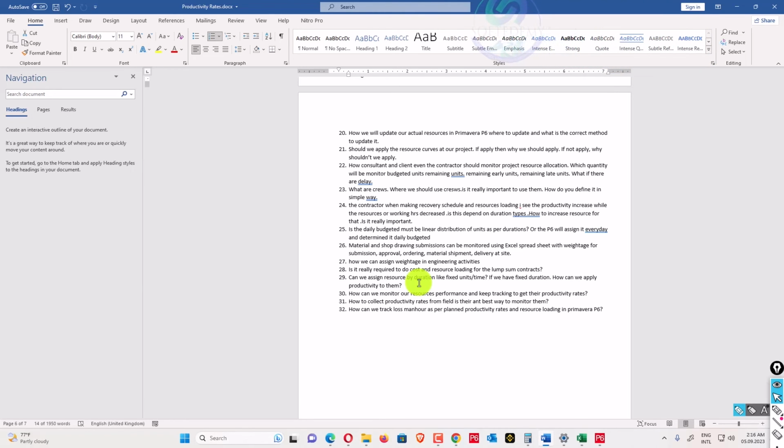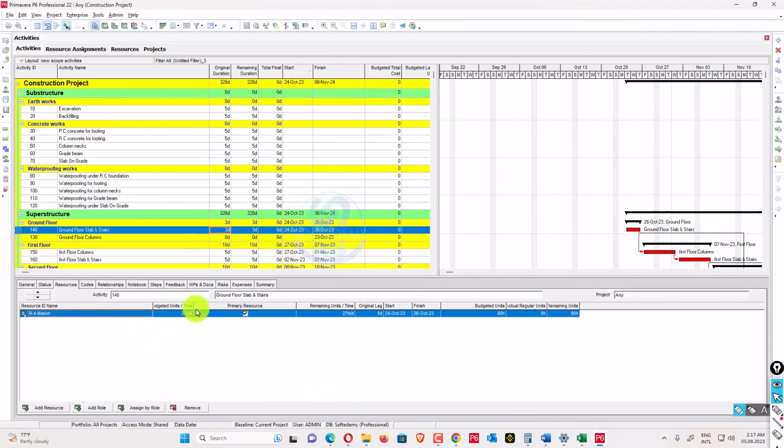And also maybe your client and consultant need to know: can we assign resources by duration, like fixed units per time? If we have a fixed duration, how can we apply productivity to it? Like there is an option in Primavera P6, budgeted units per time. Can we just apply it without calculating budgeted units? We don't need any budgeted productivity rate. We don't have any quantity. So can we apply that one?